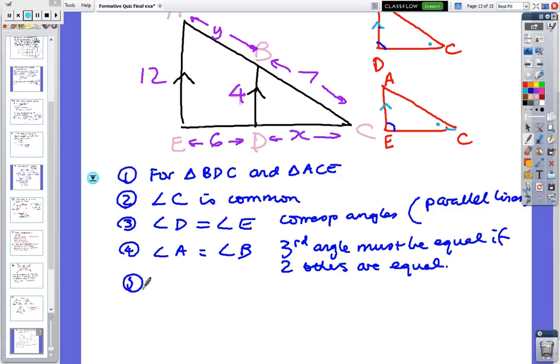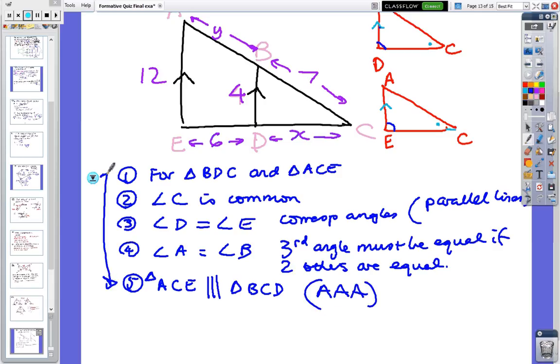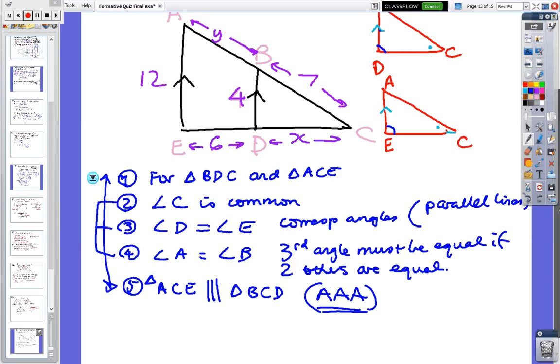Okay, so therefore, we'll do it properly. Triangle ACE is similar to triangle BCD, and the reason is triple A. So that's your proof. It's a 5-line proof. Introduce, and then your next 3 reasons are your AAA or whatever, and then you finish with the conclusion and you finish with the test. So please write down a proper proof in your cheat notes. Now we have to find X and Y. So let's go back and just put the numbers in.